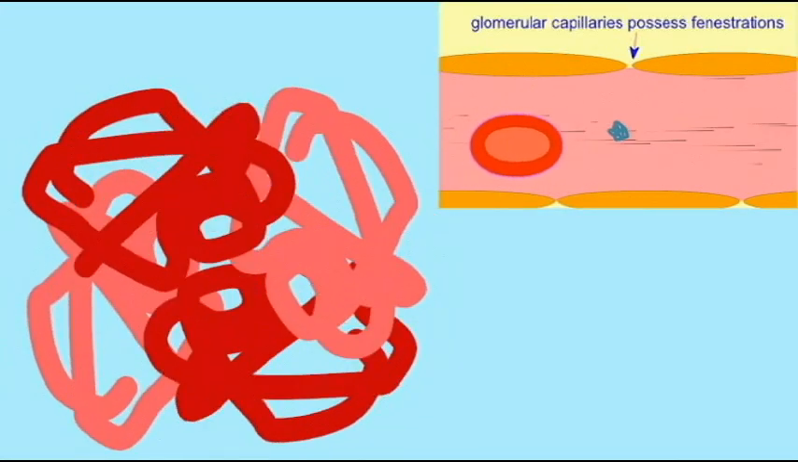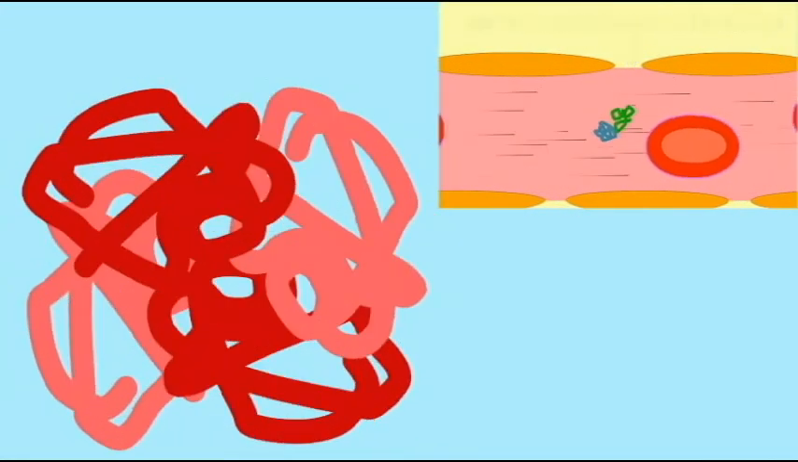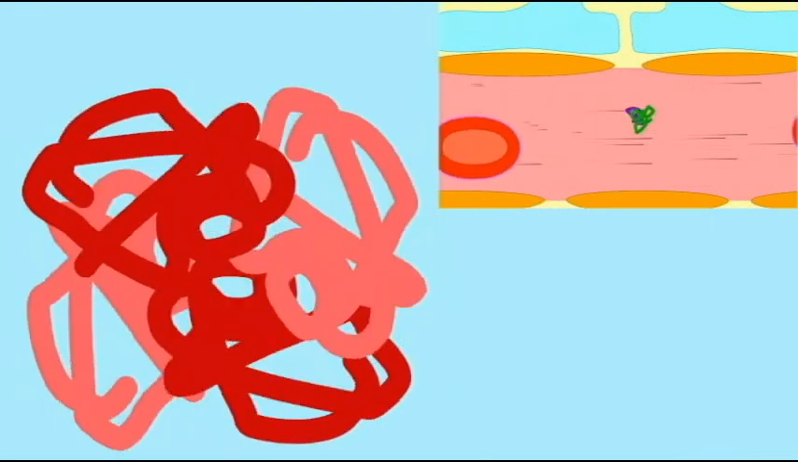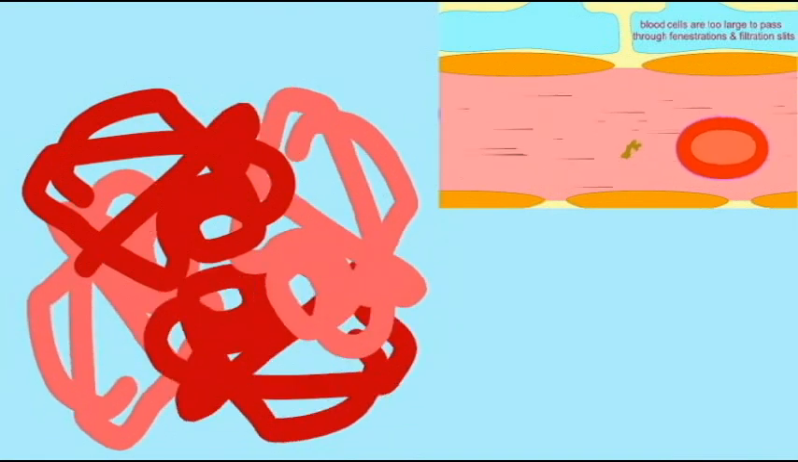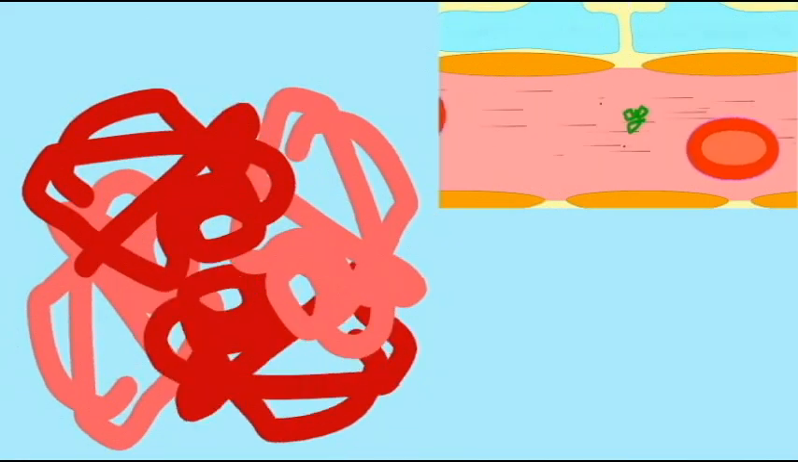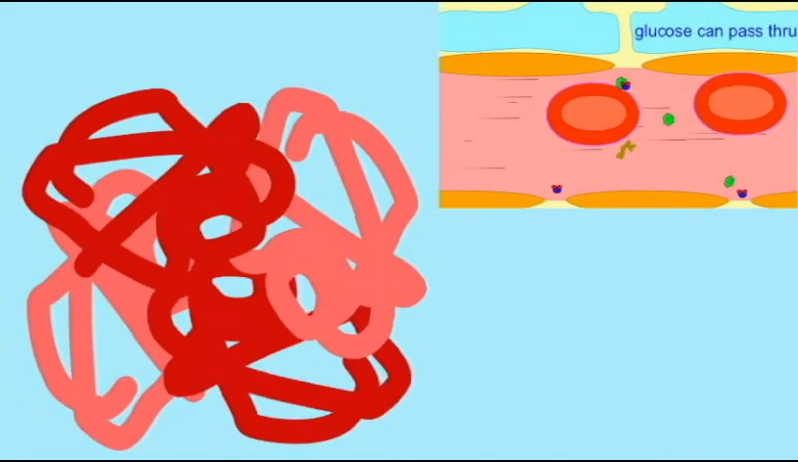Hello, darling. I am a protein molecule. Now, I'm too big to pass through the fenestrations or the slits between the endothelial cells. And so I go into the glomerular capillaries from the afferent arteriole, darling, and I leave through the efferent arterioles. The only exception to this is if there has been kidney damage.